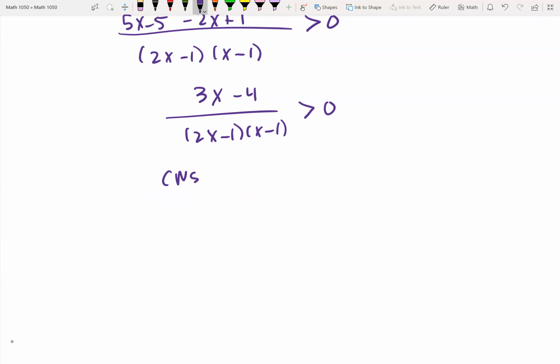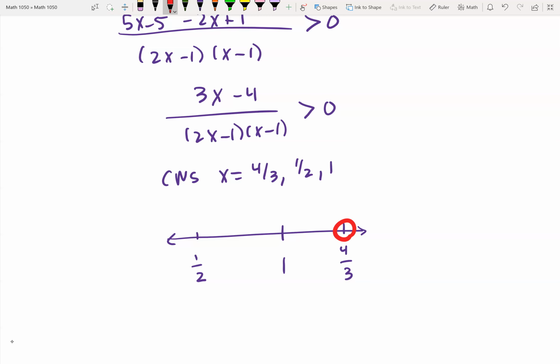Now I'm going to go to critical numbers. So from the top, I get 4/3. From the bottom, I get 1/2 and I get a 1. I don't have to worry about restrictions because I don't have an equal sign anyway. Okay, so 1/2 is here. 1 1/3, which is 4/3, is here. Your 1 is going to be maybe not that close, but closer. So maybe like that. Okay, everything's going to be open.